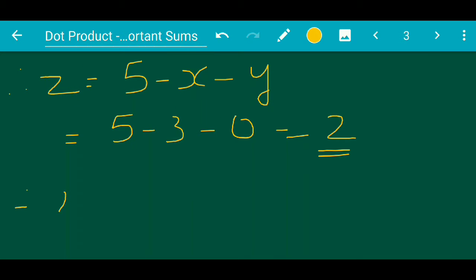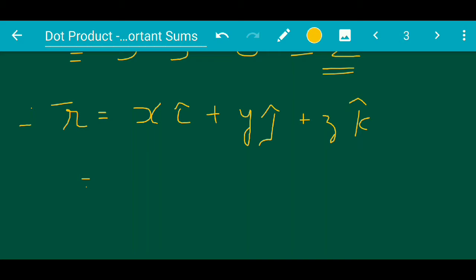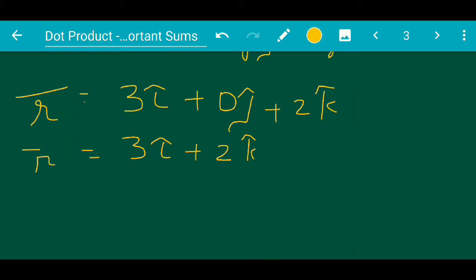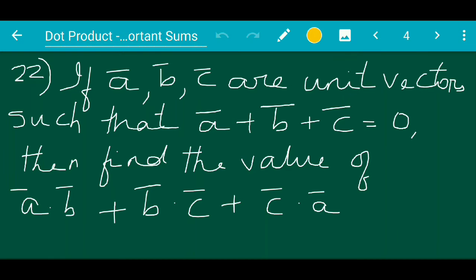So therefore we get r bar is equal to xi plus yj plus zk, and this becomes 3i plus 0j plus 2k according to the values of x, y and z, which becomes 3i plus 2k. So thus we find the value of r bar. That is what we wanted to find actually. So thus we do the sum. Now the 22nd sum.